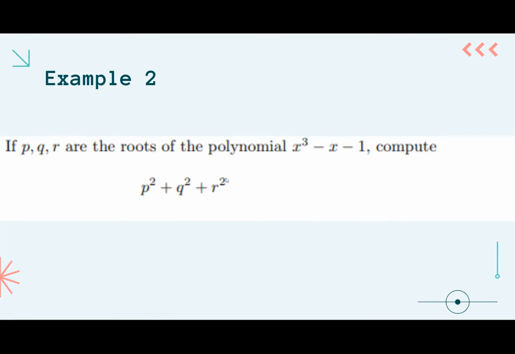If this is a bit too easy, you guys could try computing p cubed plus q cubed plus r cubed as well. I'll go over both solutions afterwards.